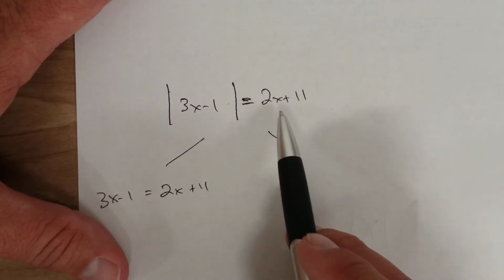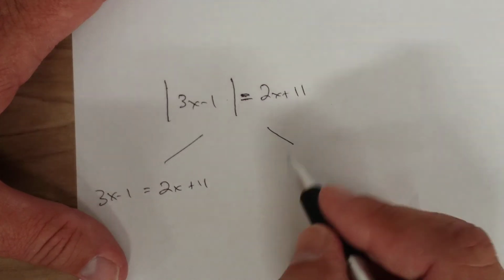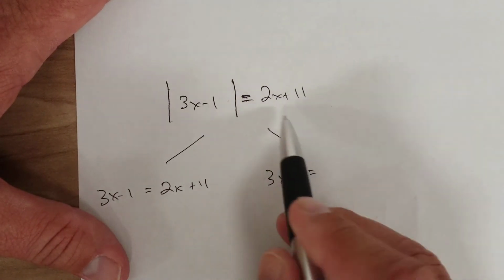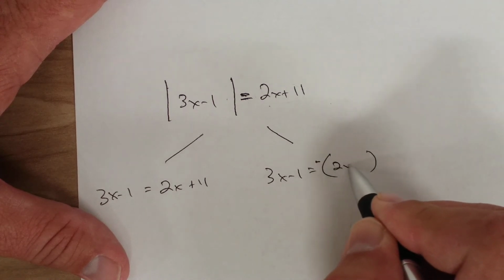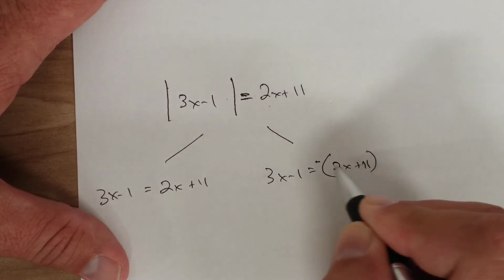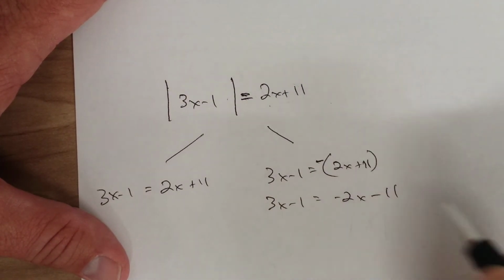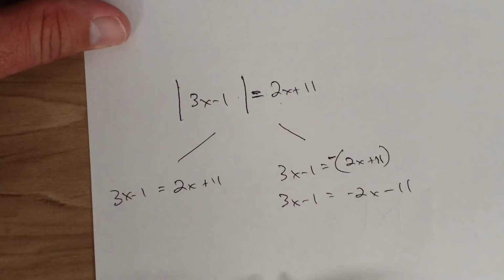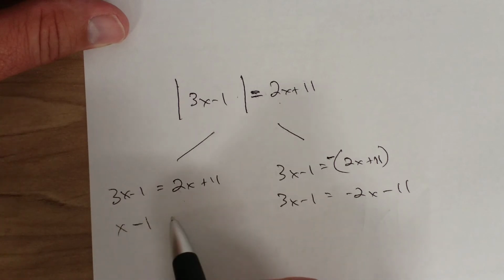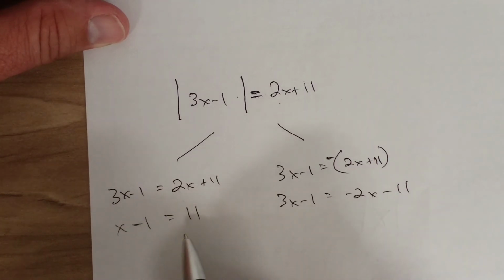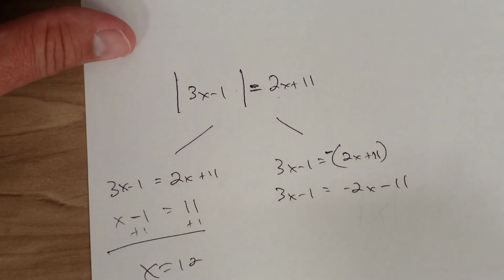And then the other way, this one's different. It's not different, but it's presented differently. I'm going to drop the absolute value bars, and I'm going to do the opposite of this, which means I'm going to multiply it times negative 1. So this becomes 3x minus 1 equals negative 2x minus 11, and then I'm going to solve both of these equations. Take away 2x from both sides. I'm left with x minus 1 equals 11. Add 1. And I get x equals 12.